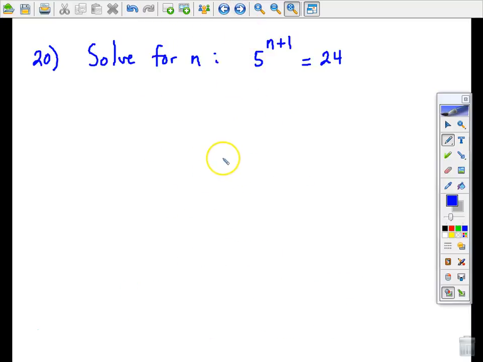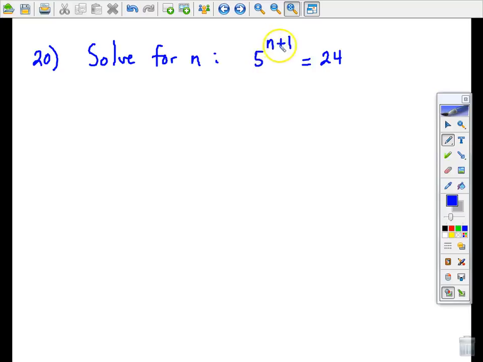All right, here we have a variable that is in the exponent. We're actually solving for the exponent. So whenever you're trying to solve for a variable that's in an exponent, the first thought I want you to have come to your mind is logarithms. This is one of the reasons why we learn about logarithms: to solve problems like this where the variable is actually part of my exponent.